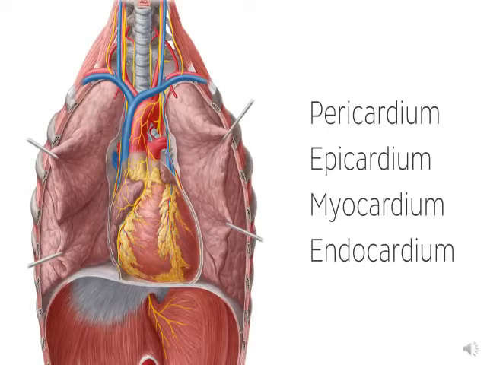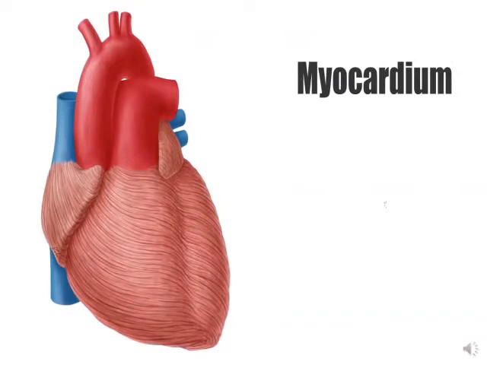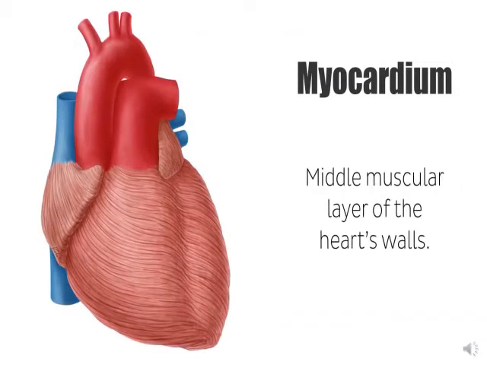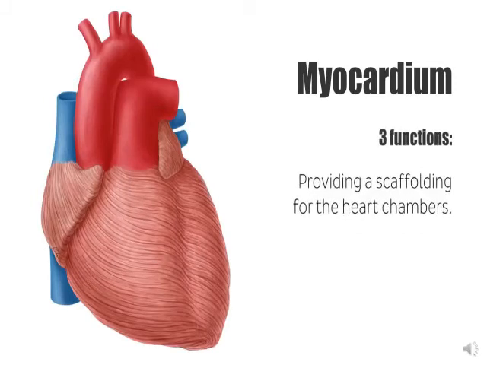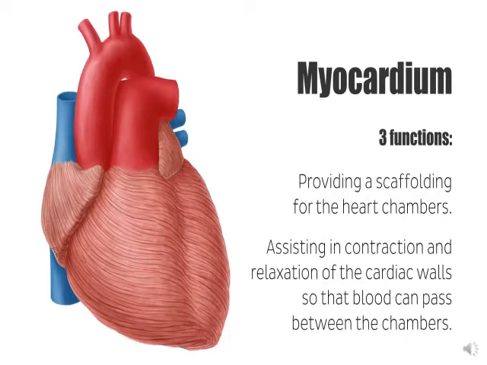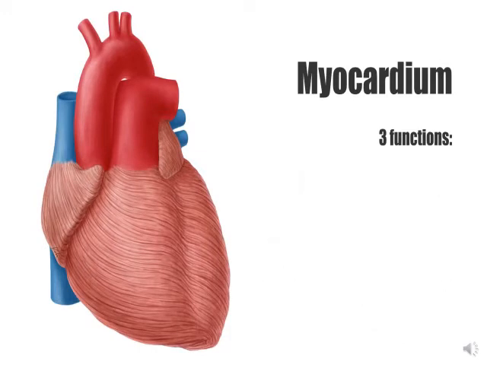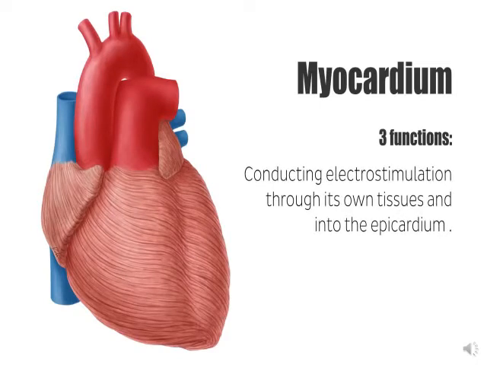The aim of this tutorial is to highlight the myocardium. The myocardium is the middle muscular layer of the heart's walls. It lies between the endocardium and the outer epicardium. The myocardium has three functions: providing a scaffolding for the heart chambers, assisting in contraction and relaxation of the cardiac walls so that blood can pass between the chambers, and conducting electrostimulation through its own tissues and into the epicardium.